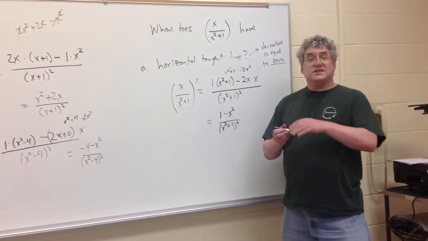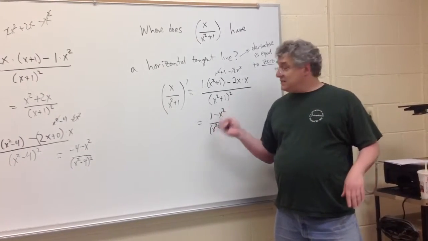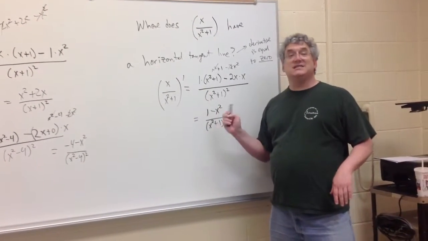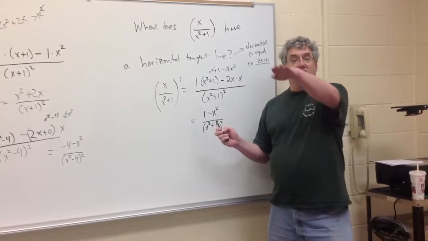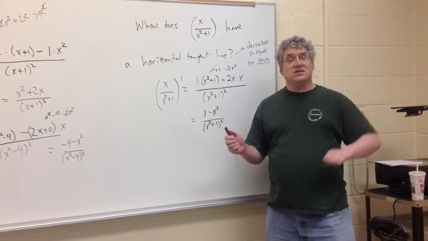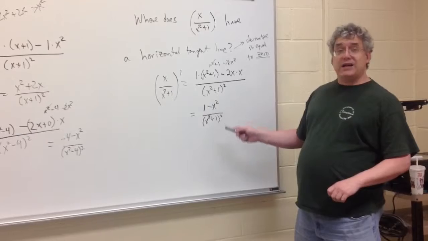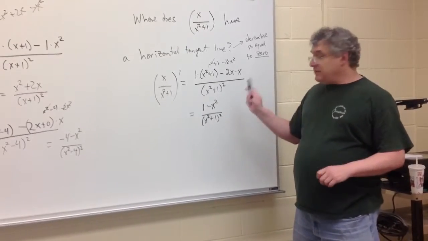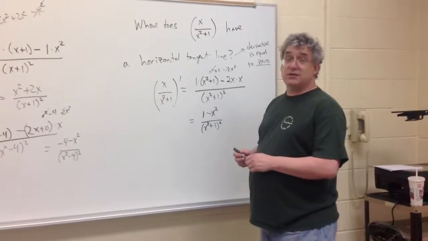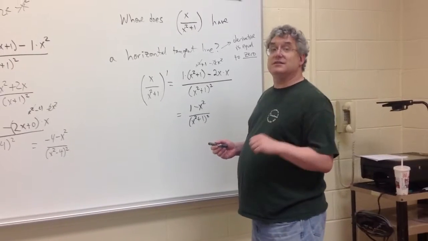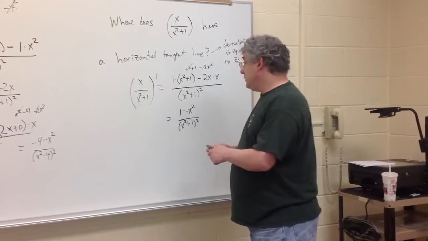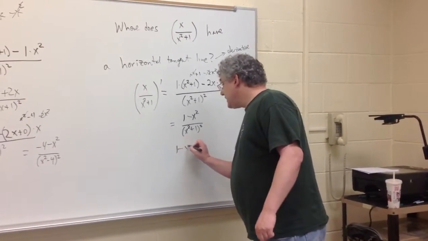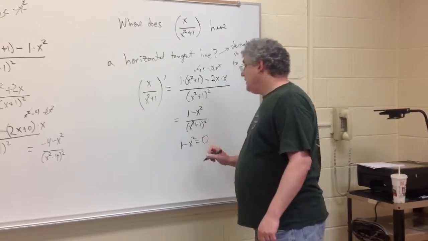Now, horizontal tangent line. I'm not done with this. That is a simplified derivative, but it's not answering the question. Horizontal tangent line. 0 slope. So when I have a fraction, if a fraction is 0, that means the top is 0. Doesn't mean the bottom is 0. Try it. 3 over 0, not 0. But 0 over 3 is 0. So 1 minus x squared is 0.